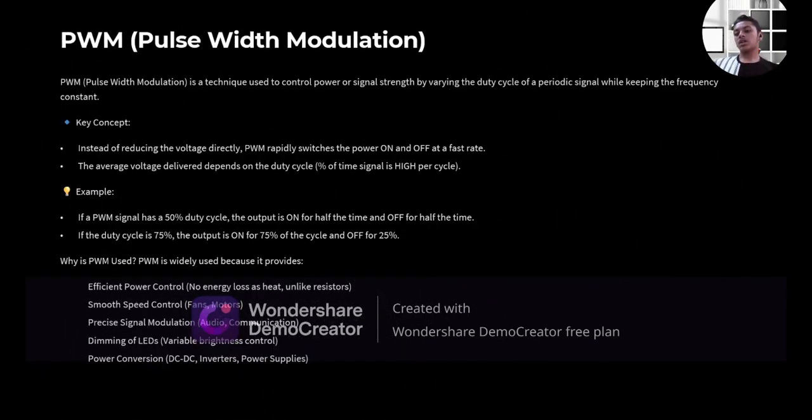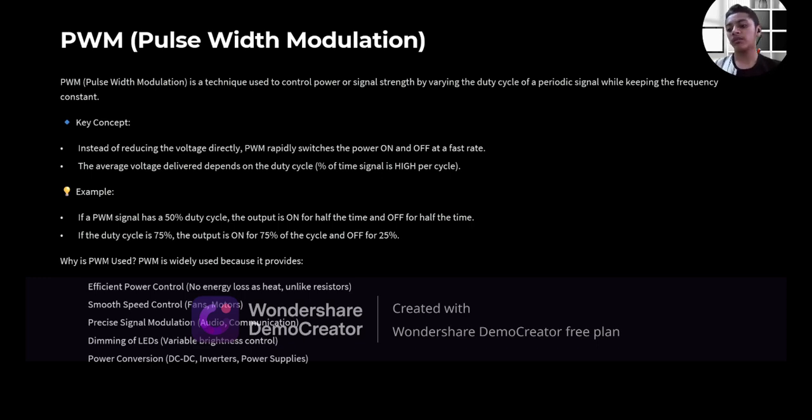Now we're going to understand PWM, pulse width modulation. PWM is a technique used to control power or signal strength by varying the duty cycle of a periodic signal while keeping the frequency constant. The key concept of PWM is that instead of reducing the voltage directly, PWM repeatedly switches the power on and off at a fast rate. The average voltage delivered depends on the duty cycle.